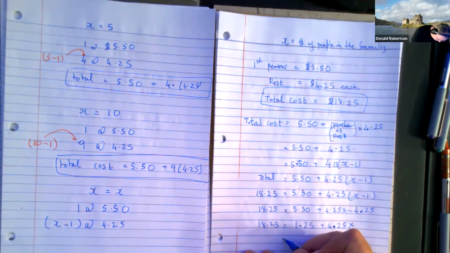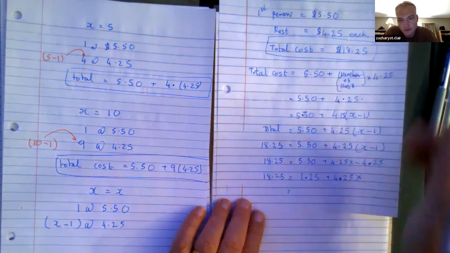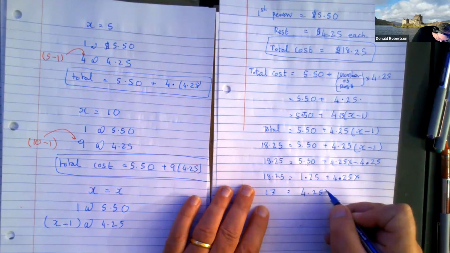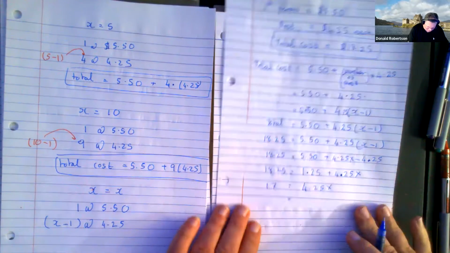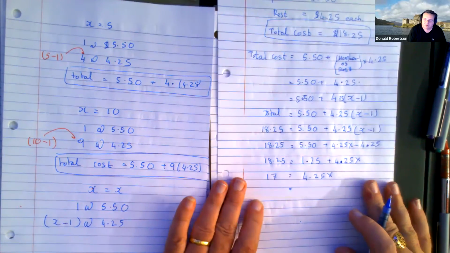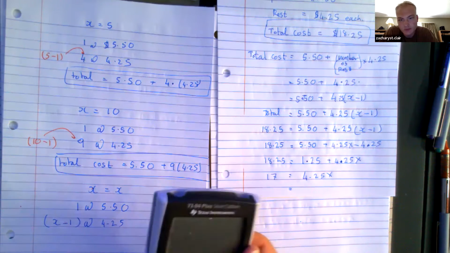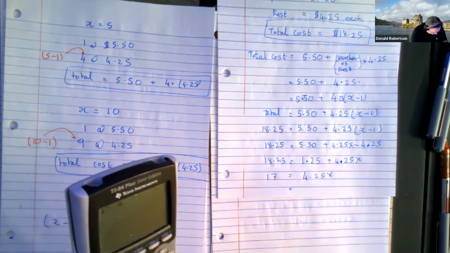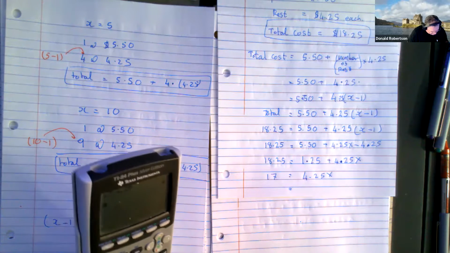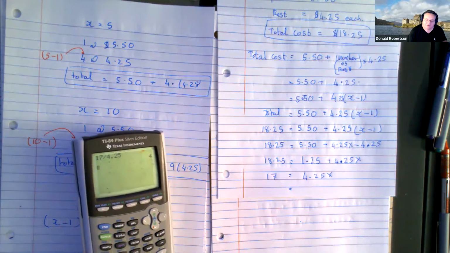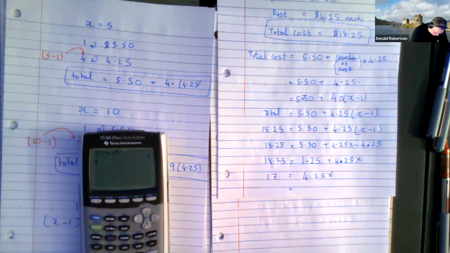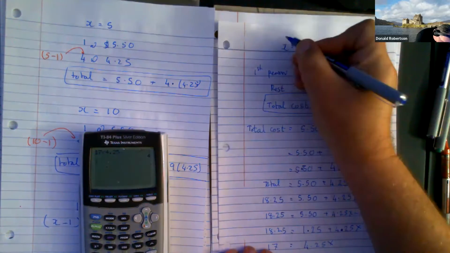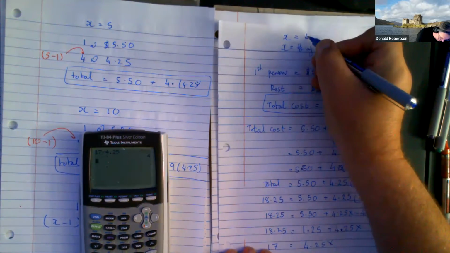What should I do next? Subtract 1.25 from both sides, which I believe is a nice number, 17. And we're almost here, aren't we? What should I do now to both sides? Divide by 4.25x on both sides. Okay, so I'll do that on the calculator because it's kind of messy. And with a bit of luck, a nice number. Whoa, that is a nice number, isn't it? It's 4. And we have just found that the number of people in the family, x, is 4.